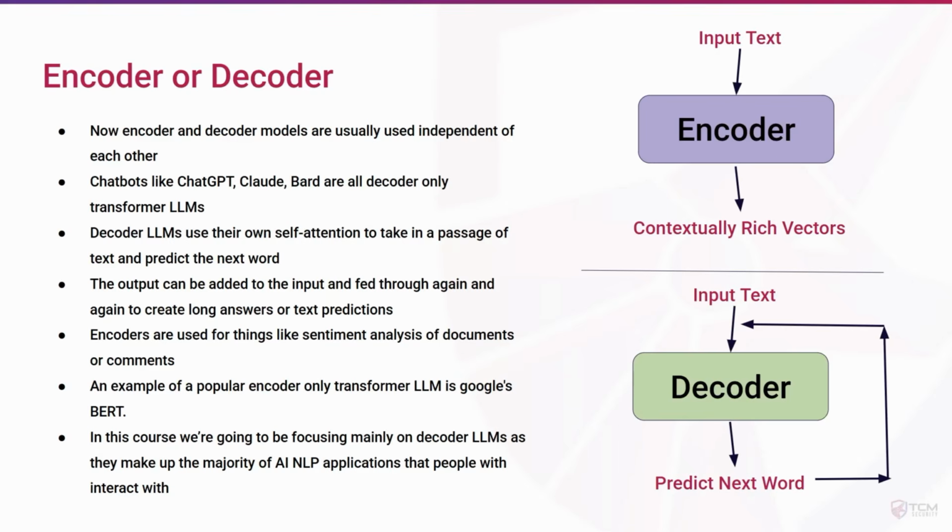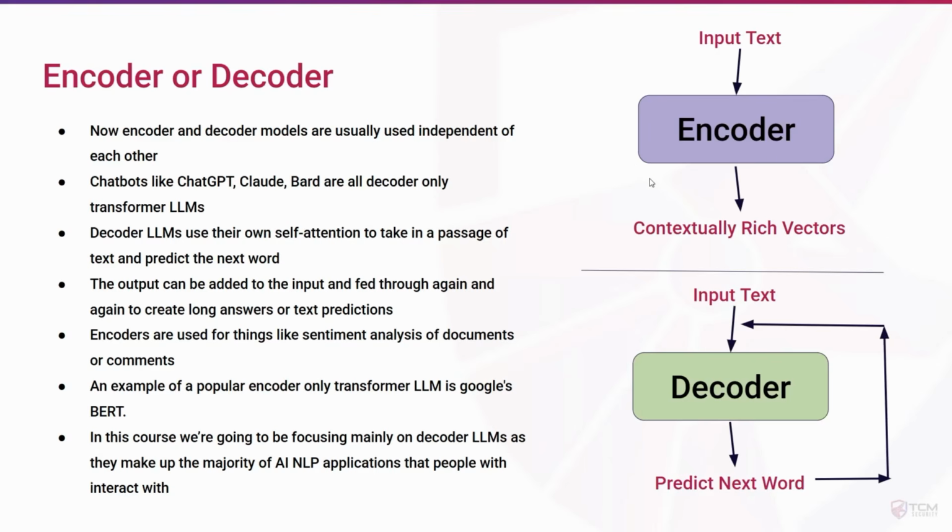So like I mentioned before, chatbots like ChatGPT or Claude or Bard, these are all decoder-only transformer LLMs. So again, we've got on the bottom here, decoder LLMs use their own self-attention to take in a passage of text, whether that be a question or just naturally talking to it. And they use that to then predict the next word, and they'll keep taking that and feeding it back in, adding that to the input text to just keep predicting words until it reaches its end of sequence.